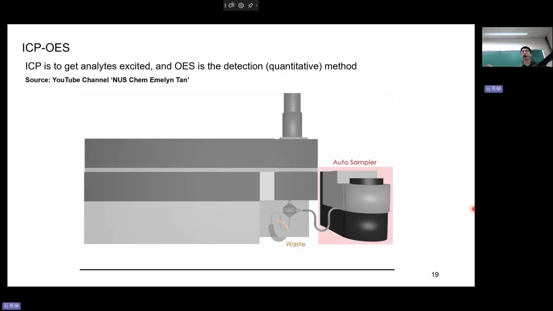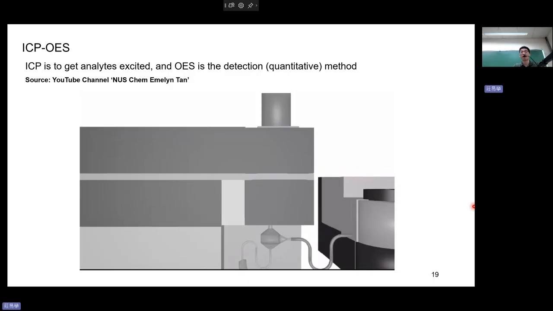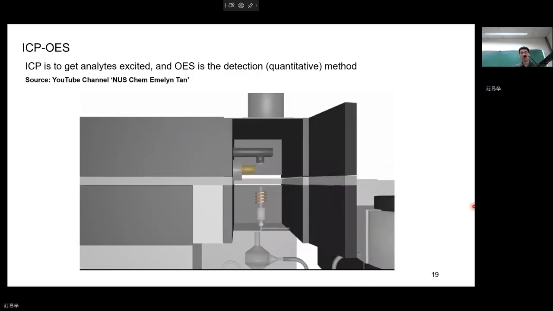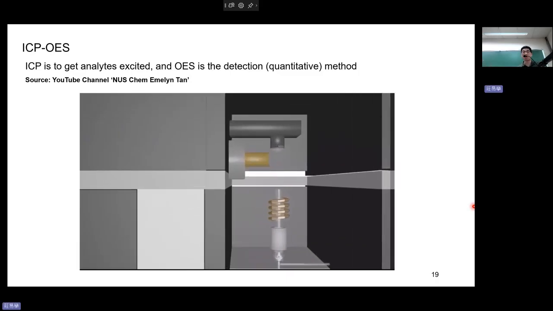So this is the auto sampler. Inside the auto sampler you have a pump, and the pump is in charge of transferring the sample into the nebulizer. So the central part here is the ICP torch.